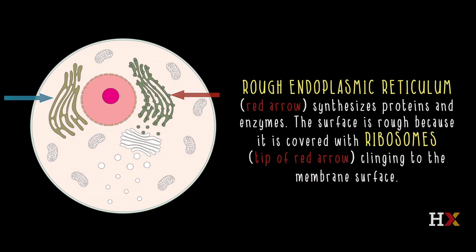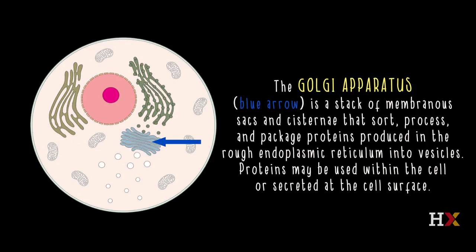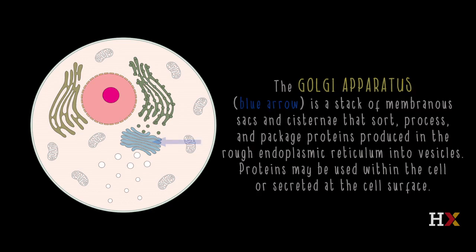The Golgi apparatus is a stack of membranous sacs and cisternae that sort, process, and package proteins produced by the rough endoplasmic reticulum. It packages them into vesicles. It's kind of like the UPS of the cell, and it will take these proteins and ship them out in smaller packages called vesicles.